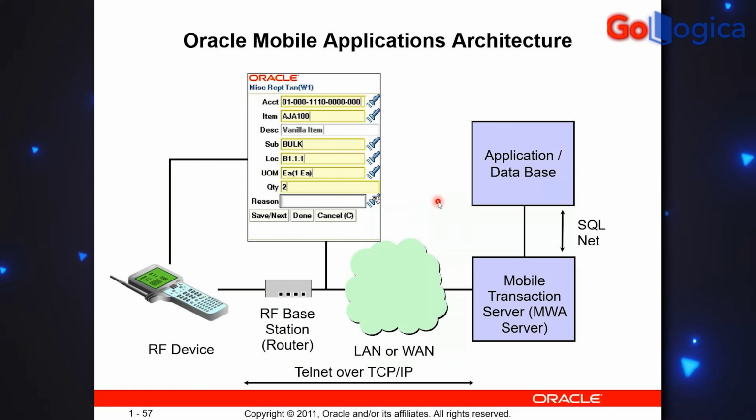Coming to the mobile application architecture, we are using MSCA or Telnet. This is a basic overview of how it's connected. Mostly it's technical. You have the RF device on which the screen will look like this, connected to your RF base station, which via LAN or WAN is connected to your MWA servers, which in turn is connected to your application database.